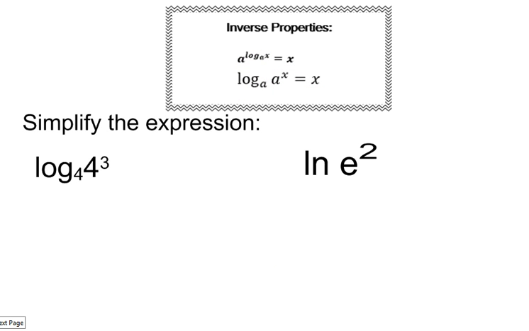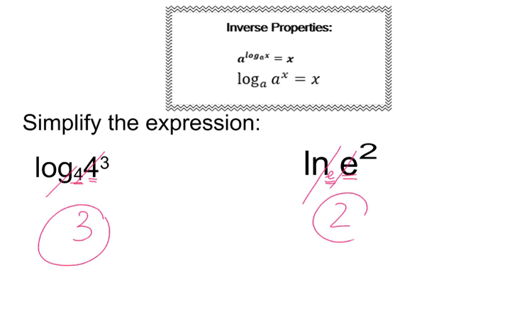Right, next one, let's simplify. Log base 4 of 4 cubed. Like bases cancel out for my inverse property. I'm left with 3. Simplify. Next one. Natural log of e squared. What's the base for natural log? e. Base e and base e will cancel. I'm left with 2. Just using my inverse property.